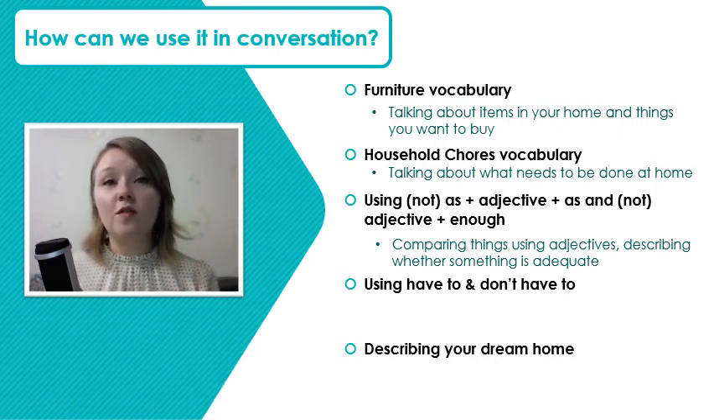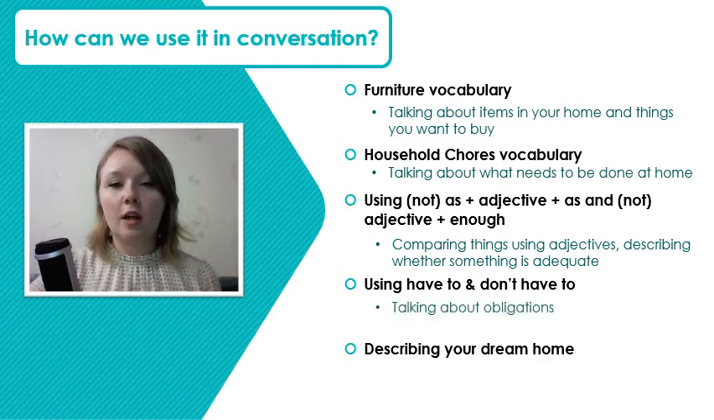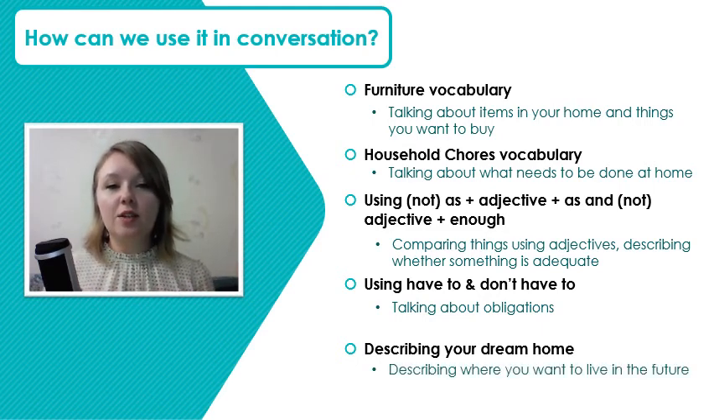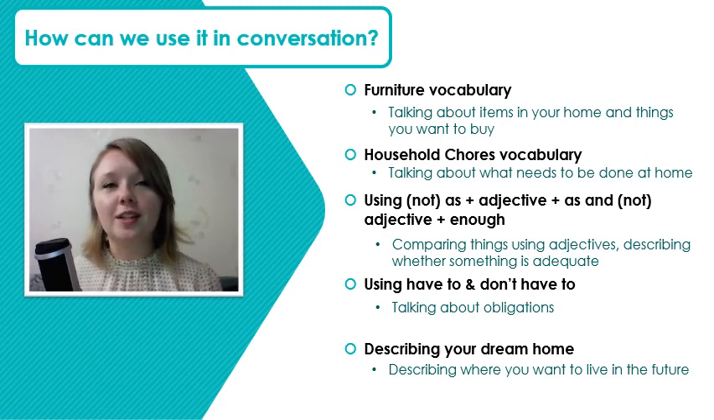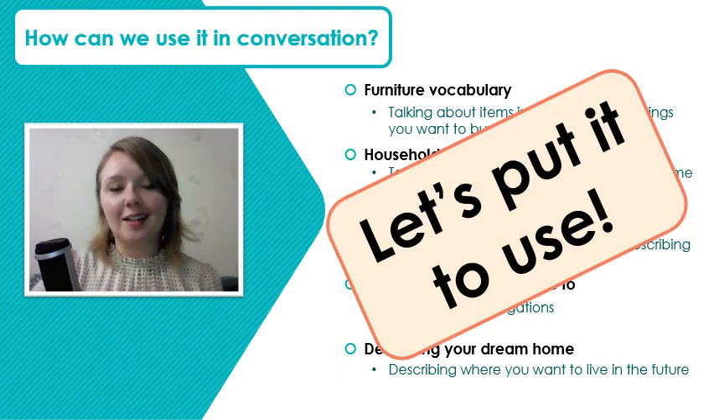This is great for talking about homes, but it can be used all throughout English conversation. With have to and don't have to, we can talk about obligations, what we must or must not do. And describing our dream home is useful because we can talk about where we want to live and our imagination about where we could live. So let's go ahead and put it to use in a conversation.